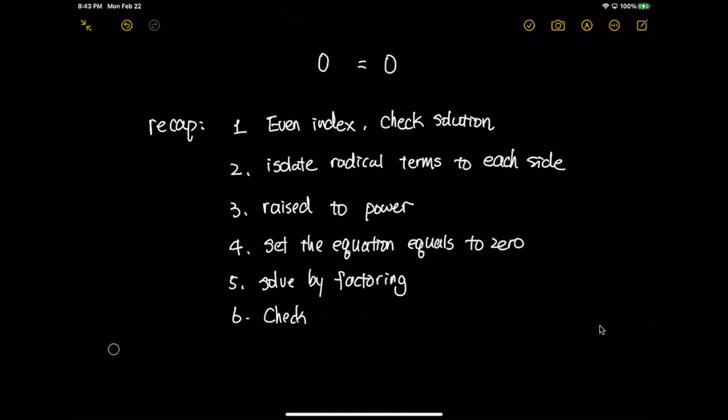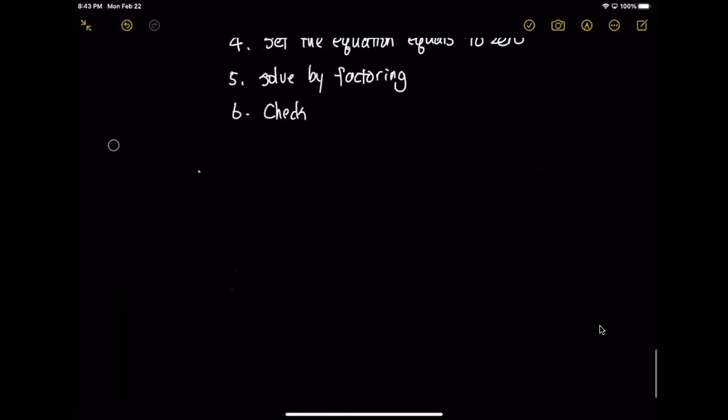Okay, so let's do one. We follow this method. If I have square root of 2x plus 1 minus square root of x equals 1. First of all, even index. That means we need to check.